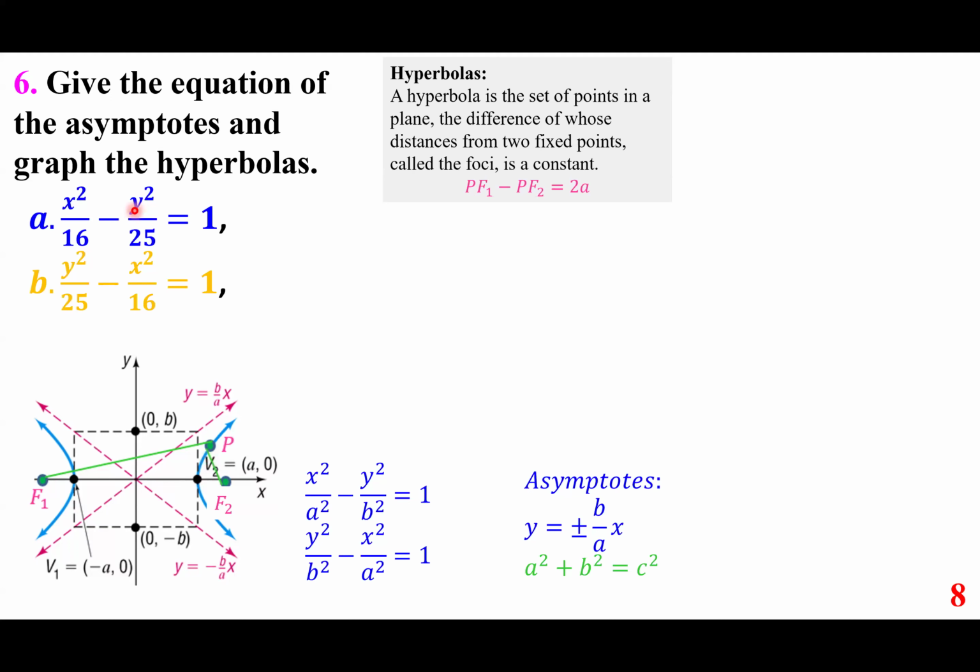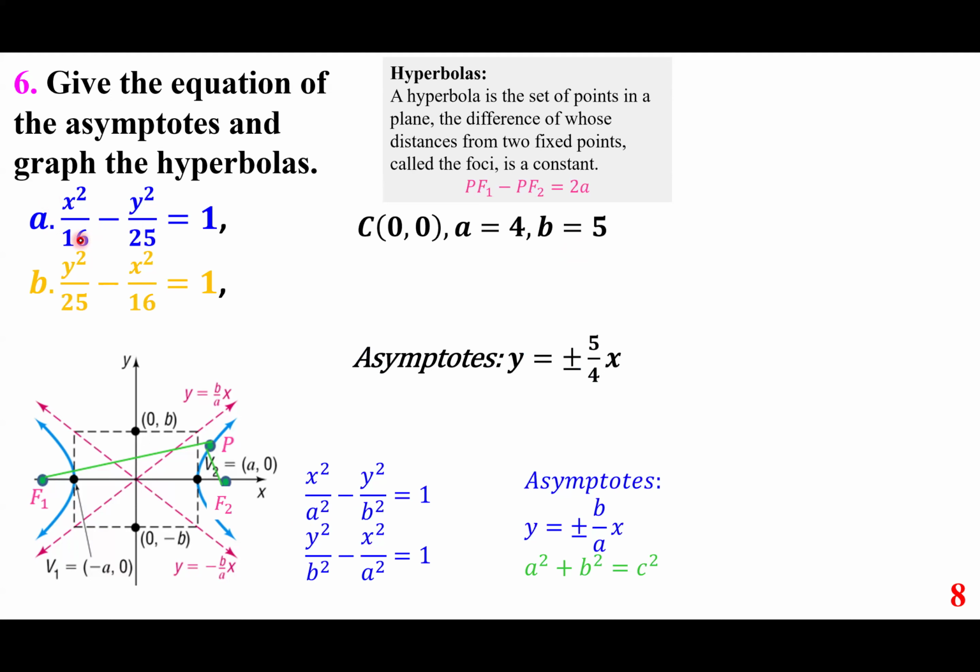So both cases, I want you to see what happens here. Both cases, the center is at 0, 0. And a is 4, the same thing here. B is 5, the same thing here. In both cases, the center is not changing. A and B is not changing the way I write it. In this case, because x squared has a positive coefficient 1 over 16, then it has x-intercepts as the vertices: 4, 0, minus 4, 0.